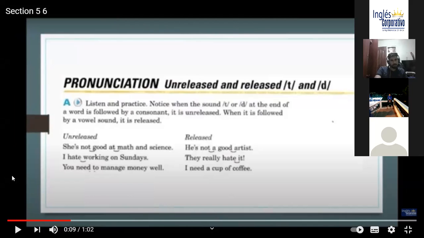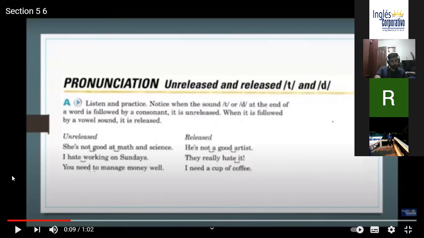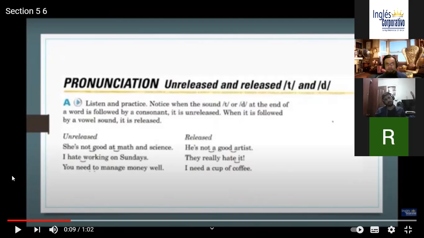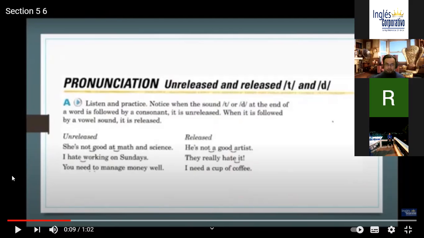She's not good at math and science. Okay, excellent, very good. The second one, someone else? I hate working on Sundays. Okay, excellent, very good. The third one, someone else? You need to manage money well. Okay, excellent, very good. The fourth one, someone else? He's not a good artist. Excellent. The next one, someone else? Someone who hasn't been participating yet. They really hate it. Okay, excellent. And the last one. I need a cup of coffee. Amazing, okay, very good. You did a good job there.